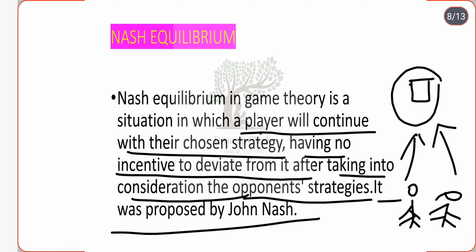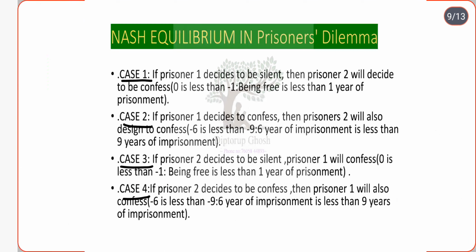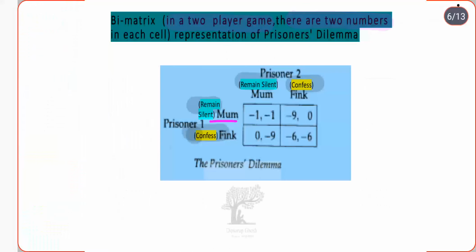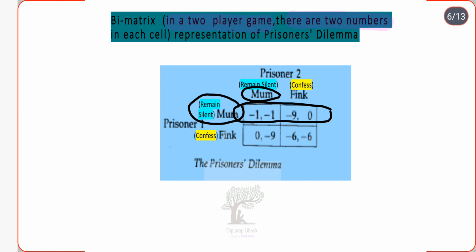So basically, let me check the 4 cases first. Case 1: prisoner 1 decides to be silent. Now, watch this very carefully. Prisoner 1 is deciding to be silent, that is, to be mum. So these are the 2 strategies available for prisoner 2. Prisoner 2 can be mum or prisoner 2 can fink, that is, remain silent or confess.